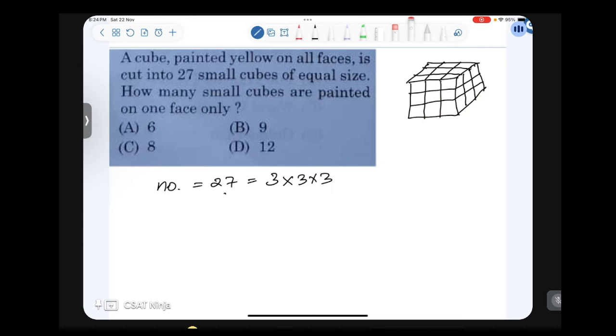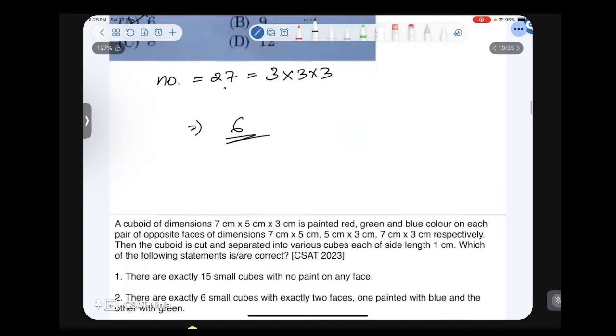So what is asked? How many small cubes are painted on only one face? That means one face only. If you look here carefully, on one face the visible side has 3, and there is also the invisible side. In simple words, on one face there is one cube that is painted on one side. That means 1 into how many faces does a cube have? A cube has 6. That means 1 into 6 is 6. So I'll directly write the answer as 6, which is option A. So that was the question. Shall we move on to the next question?